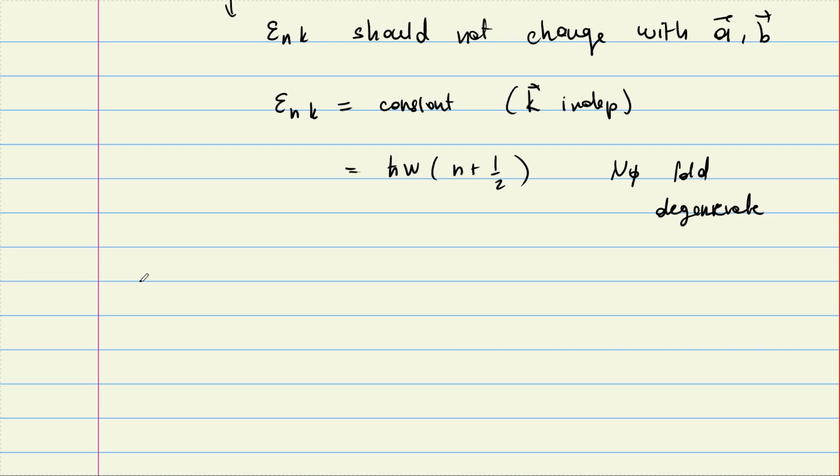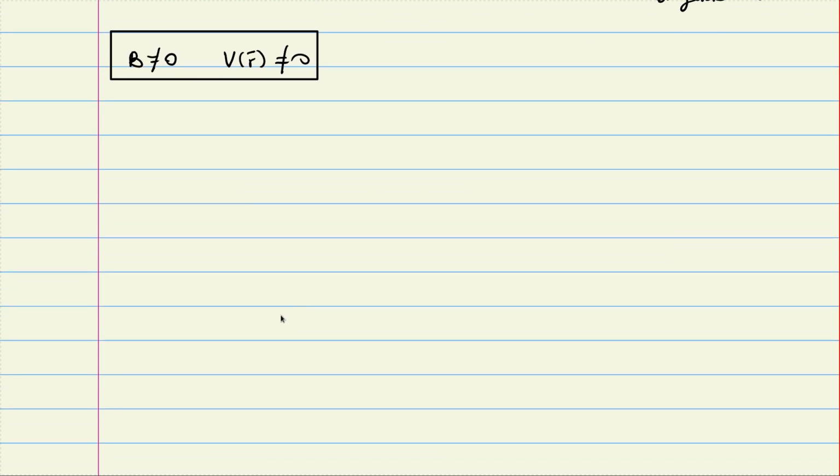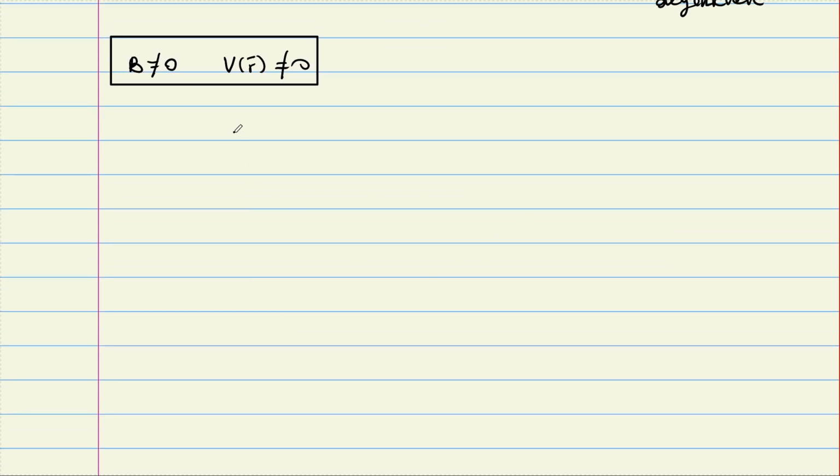So lastly, I want to close with this. Let's assume B is non-zero but still uniform, but V of R, let's also take a periodic potential. And I'll take a break after that. In that case, we need to consider H equal to 1 over 2m (P plus e over c A of R) squared plus V of R.